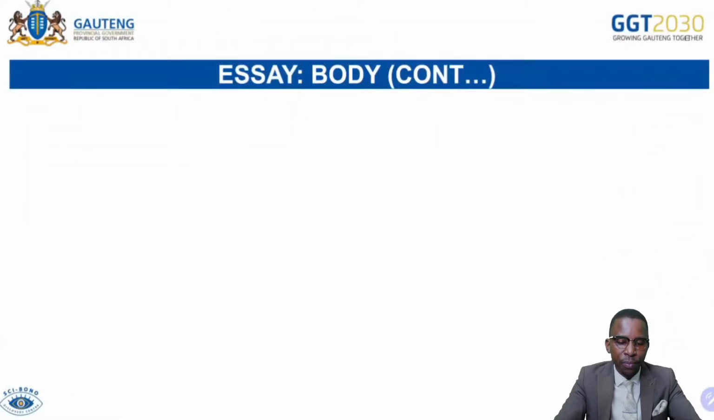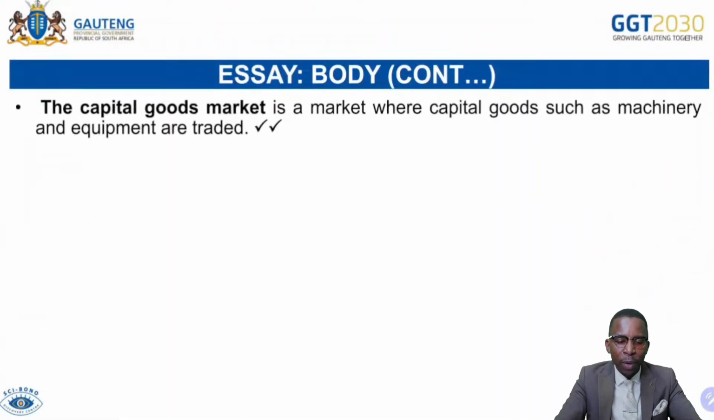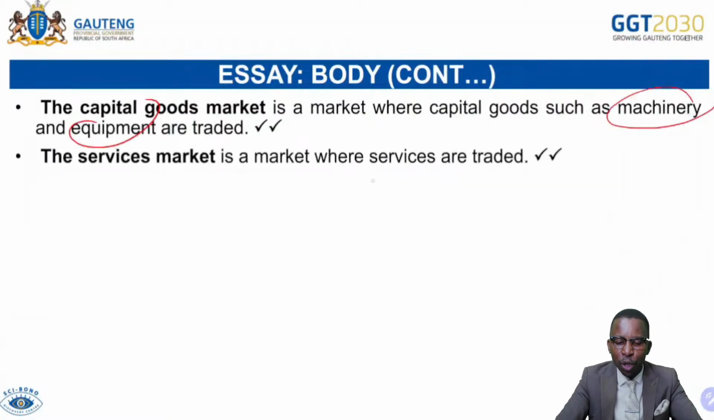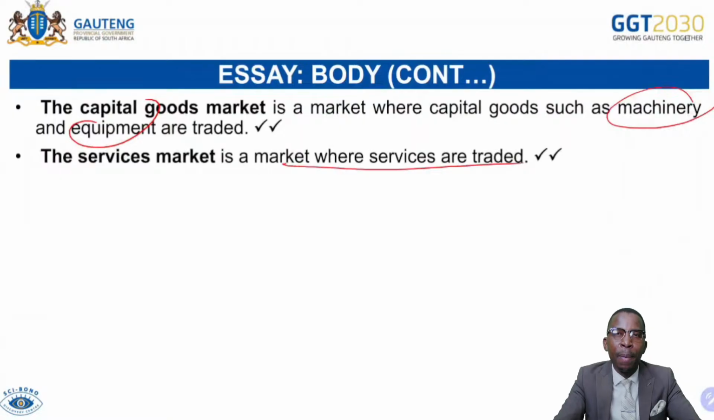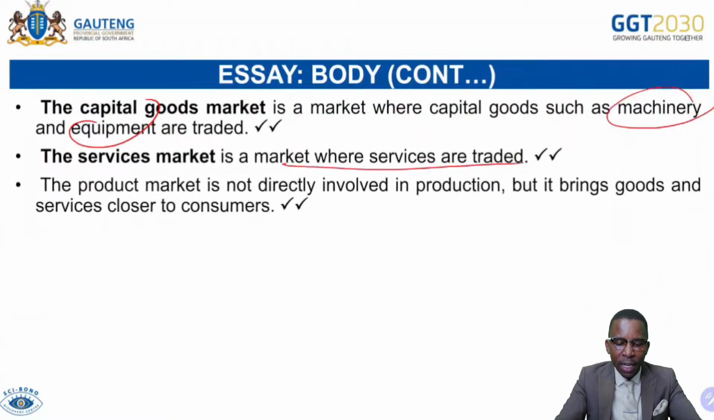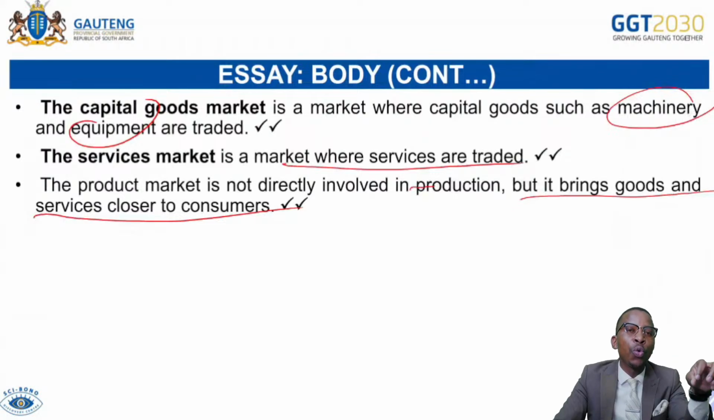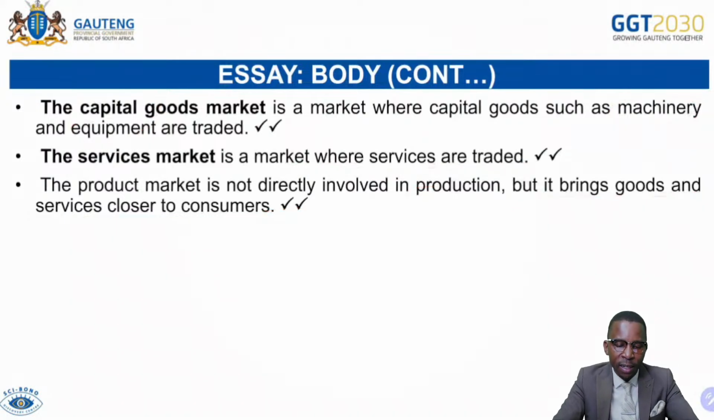Then we continue. Capital goods market is the market where capital goods such as machinery and equipment are traded. Then we continue. The services market is a market where services are traded that include banking services, transport services, communication services, etc. And then the product market is not direct in volume production, but brings goods and services closer to consumers, as consumers cannot buy from the factory itself. They go to the nearby market to buy those goods and services.